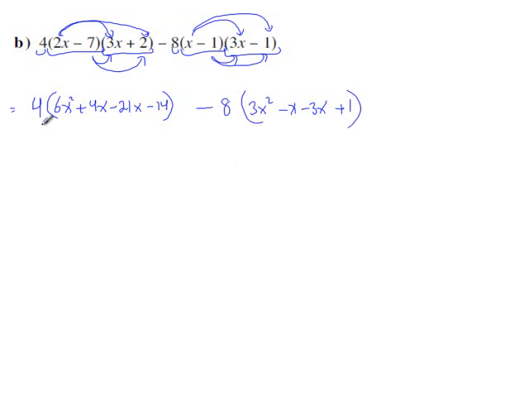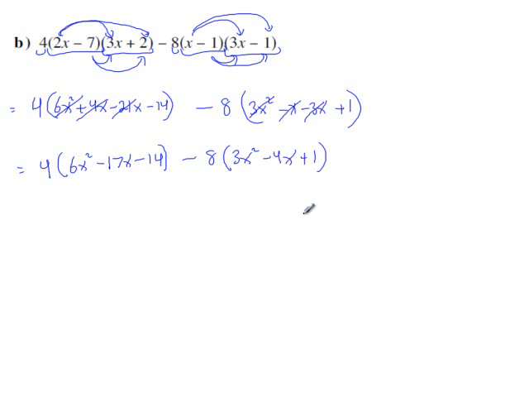Okay, so now before I do anything else, I'll try to simplify inside these brackets. So you get 4 times, you have a 6x squared here. There's a positive 4x and a negative 21x, so 4x minus 21x is negative 17x. And you have a negative 14. And I have minus 8 times, inside this bracket I've got a 3x squared. Negative x minus 3x is negative 4x. And a positive 1.